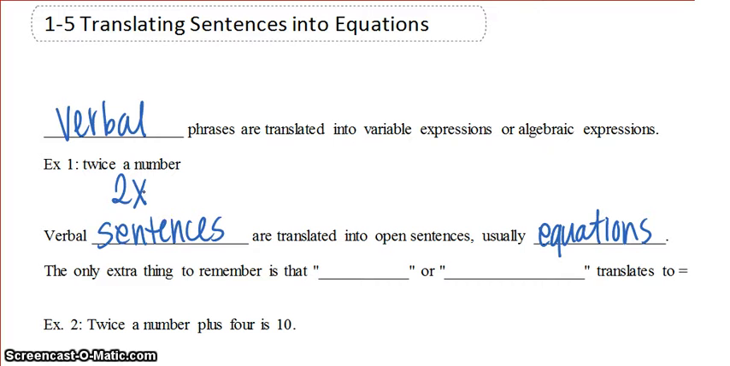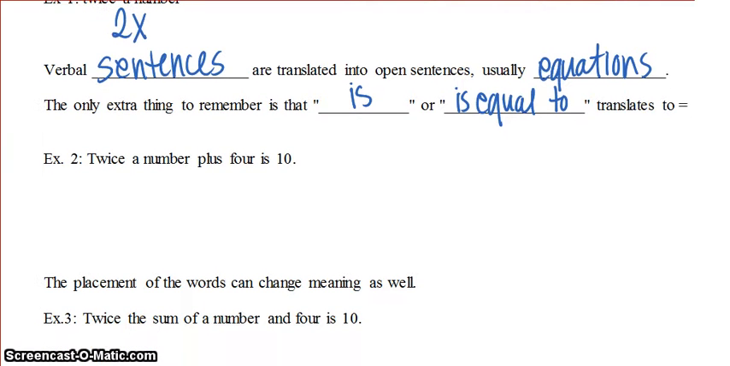So the only thing to remember is that "is" or "is equal to" translate to equals. If you see that in a sentence written out, you know that you're going to be putting an equal sign there. For example, it says twice a number plus 4 is 10. Well, we just said twice a number is 2x, 2 times some variable, plus, which we know means addition, plus 4 is, which means equals 10. So really, twice a number plus 4 is 10 is the same as 2x plus 4 equals 10.